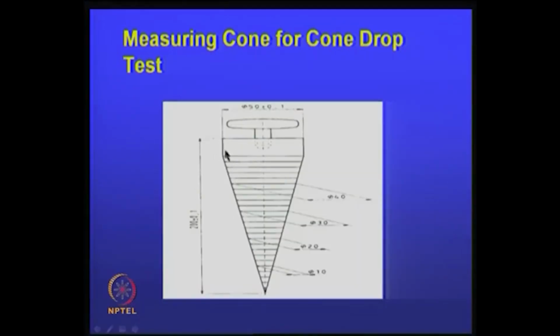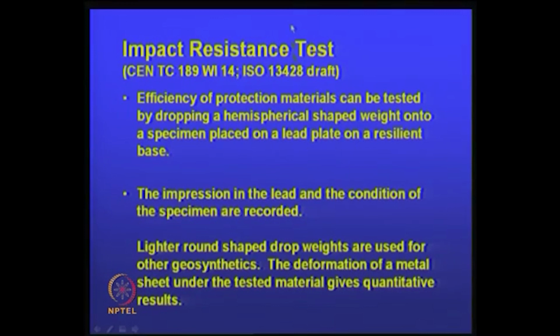So this is that cone drop test. There is another test called the impact resistance test, in which a spherical shaped weight is dropped onto a lead plate on a resilient base. The impression in the lead and the condition of the specimens are recorded. Lighter round shaped drop weights are used for other geosynthetics. The deformation of a metal sheet under the tested material gives quantitative results. This is what is called the impact resistance test.